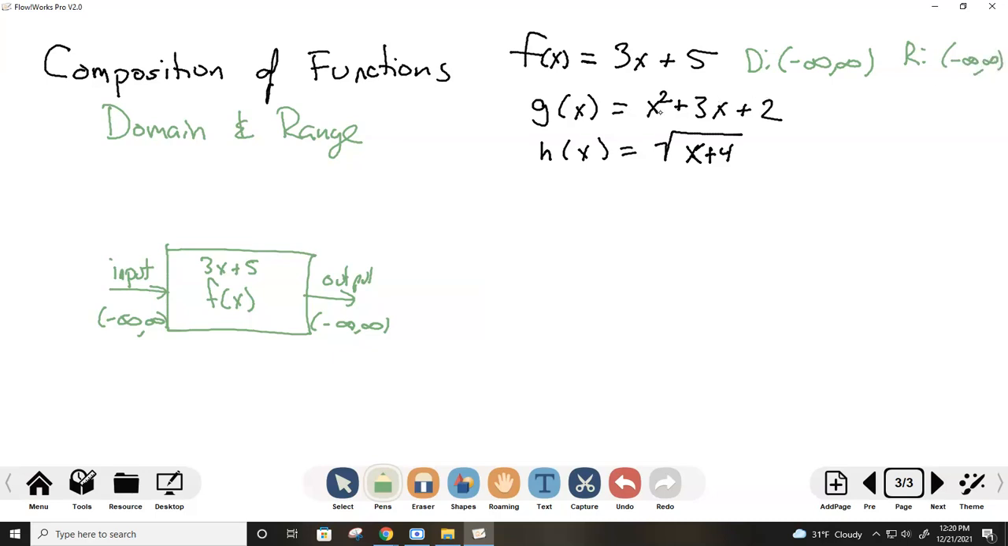If I look at this one, this is a quadratic for g of x. May as well look at all these while we're thinking about it. It's a polynomial, so the domain is again going to be all real numbers. The range, since this is a parabola with a positive leading coefficient, is going to open up something like this. It's going to have some minimum value.